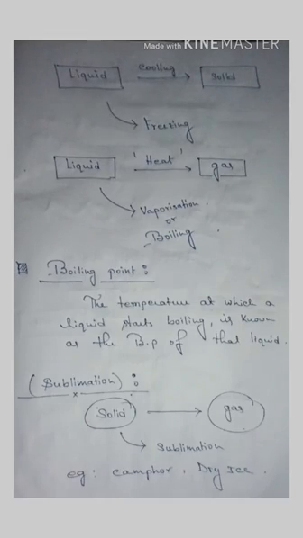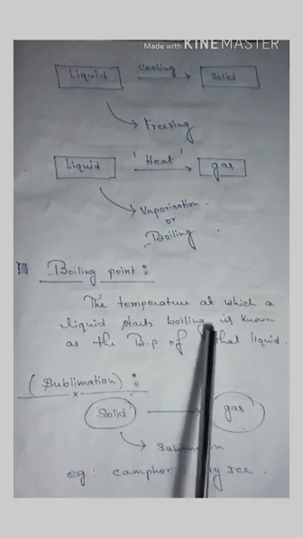Now we have boiling point. What is boiling point? If we boil a glass of water or a can of water, we will see that at a particular 100 degree centigrade, the water starts boiling. So the boiling point is 100 degree centigrade for water. For any liquid, the temperature at which that liquid starts boiling is known as the boiling point of that liquid.